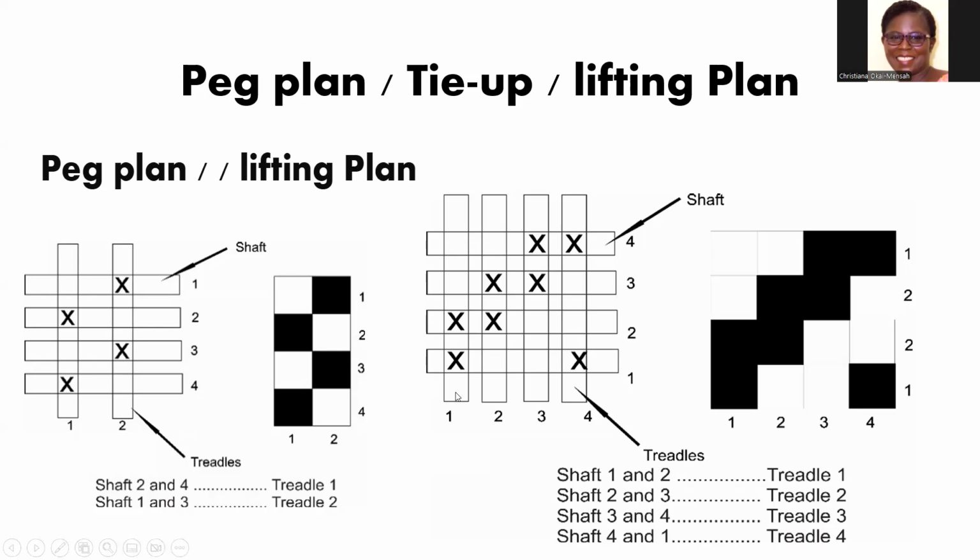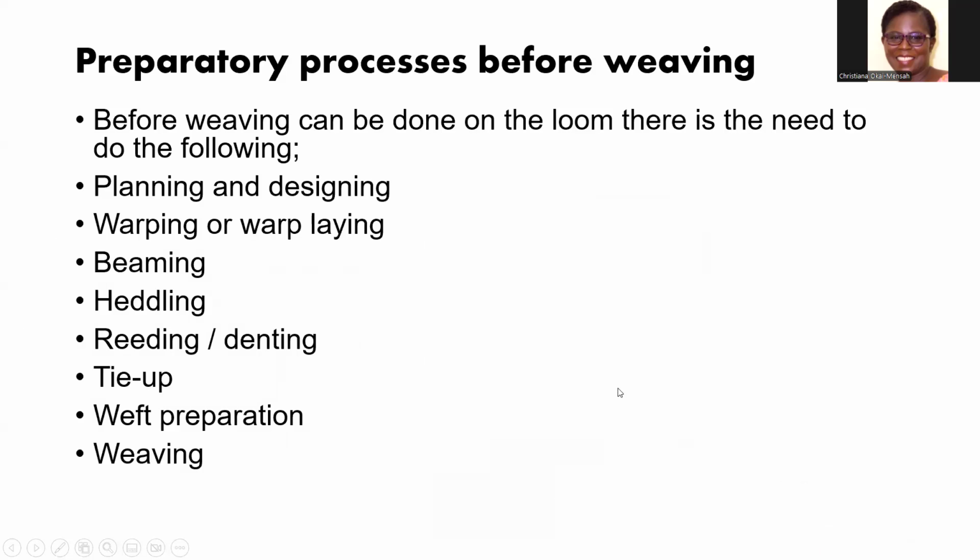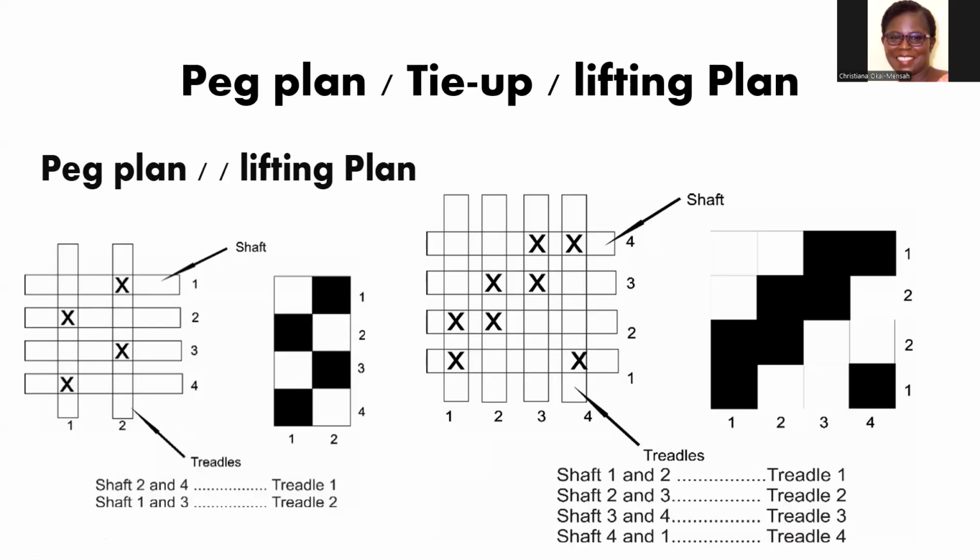Then when you come here, you have 1. You shade 1 and 2. So 1 and 2, you take the next treadle. You can make this one treadle 3. Then 2 and 3, we take the next treadle. 3 and 4, we take the next treadle. And 4 and 1, we take the next treadle. So that is the tie up. So with this, when we get to the loom, you understand it better. Okay, so let's move on.